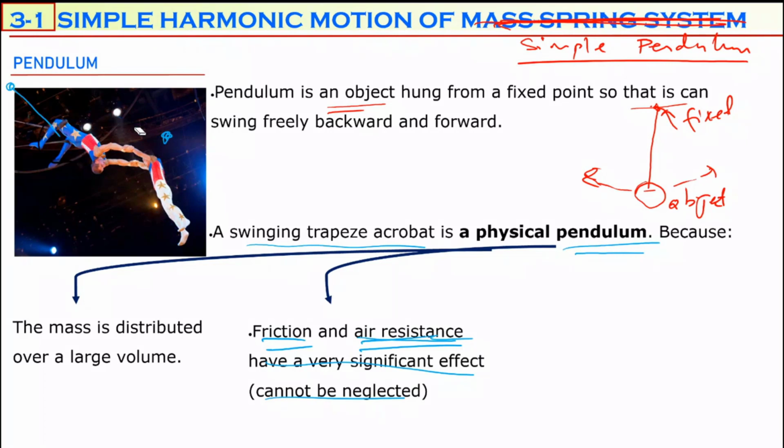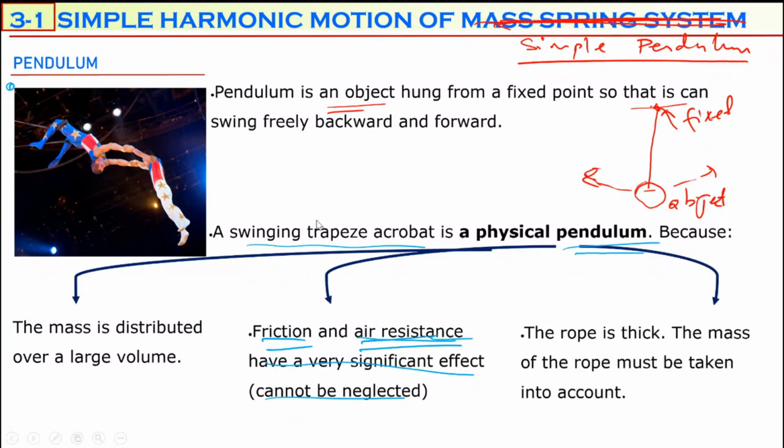Third, these two people are very heavy, so you need a very thick rope. If it is so thick, it must have a very big mass, so you cannot neglect the mass of the rope either. You should take the mass of the rope into account. That's why you neglect nothing. You don't neglect the mass, you don't neglect air resistance, and the mass cannot be treated as a point mass. For that reason, this system is known as a physical pendulum.